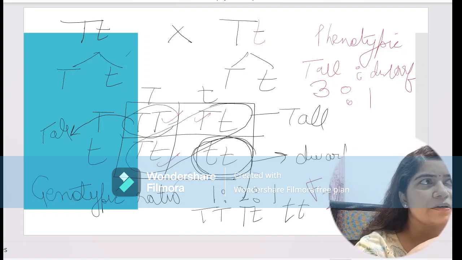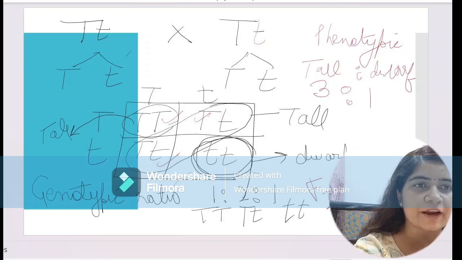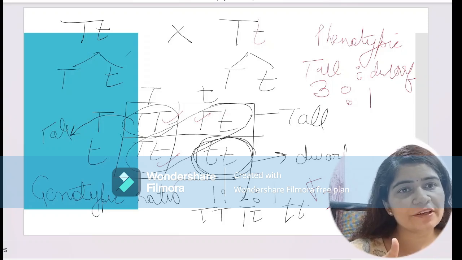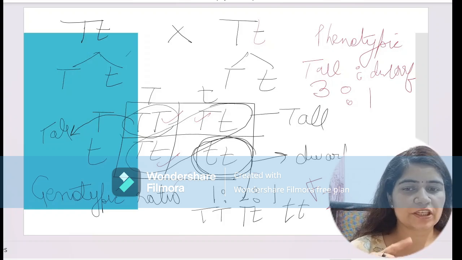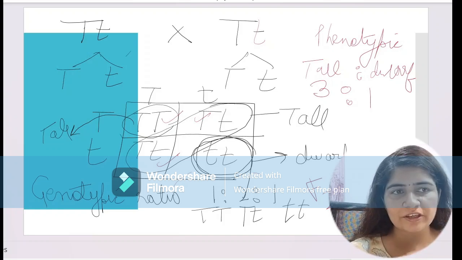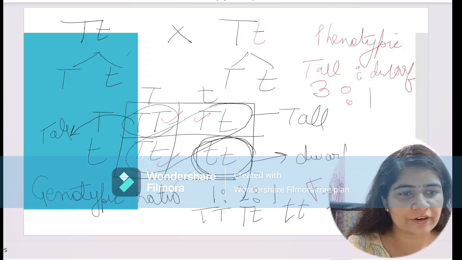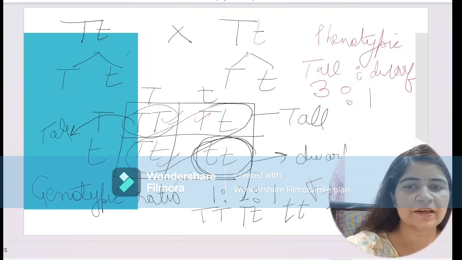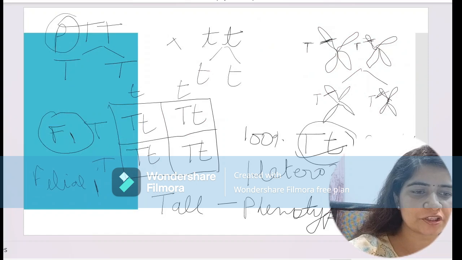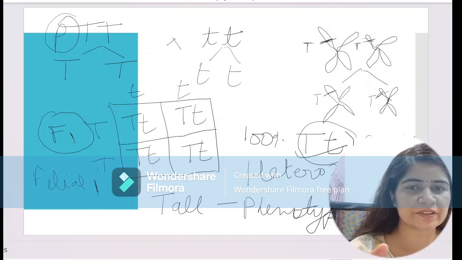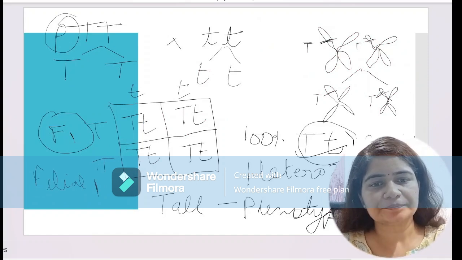Had it been a yellow seed and green seed, where yellow seed is dominant, we would have got 3 yellow seeds and 1 green seed. In the same way, had this been a cross between a purple flower and a white flower, this would have become 3 purple and 1 white. So the recessive one will be 1 and the dominant will be 3 in the phenotypic ratio.